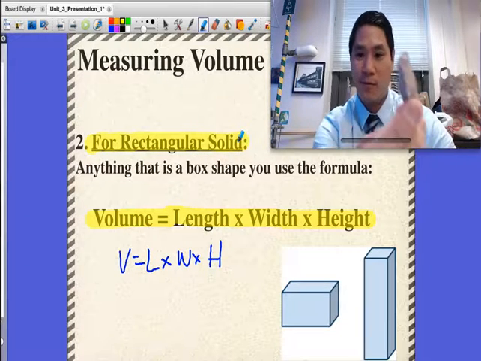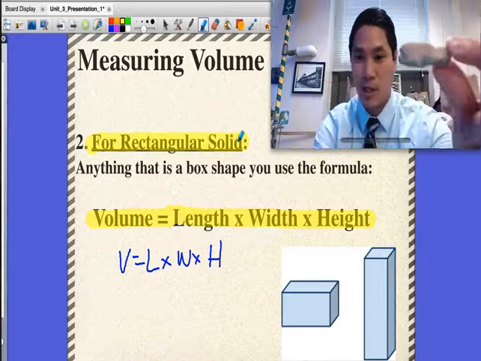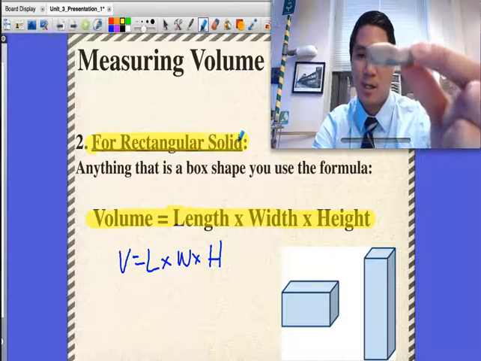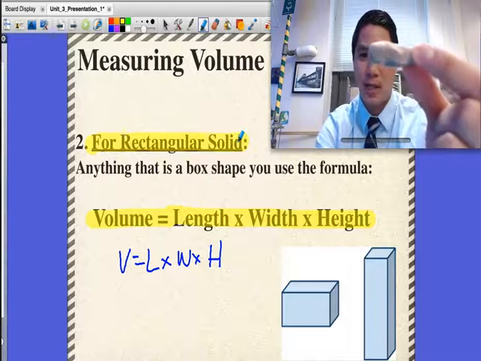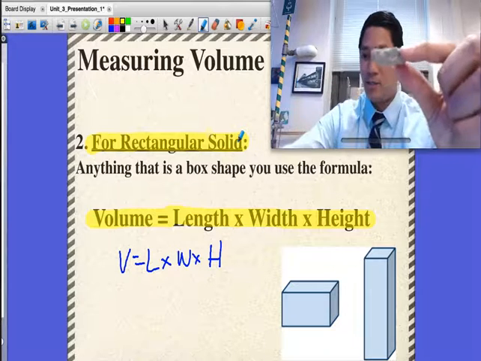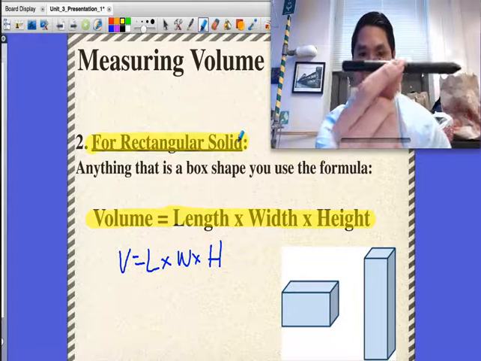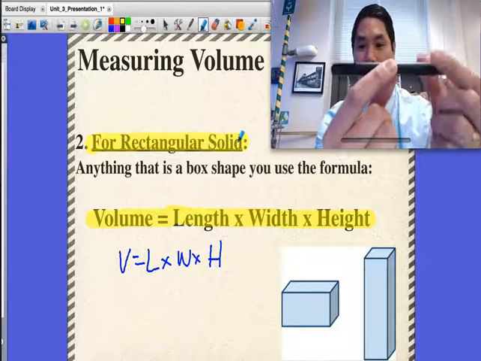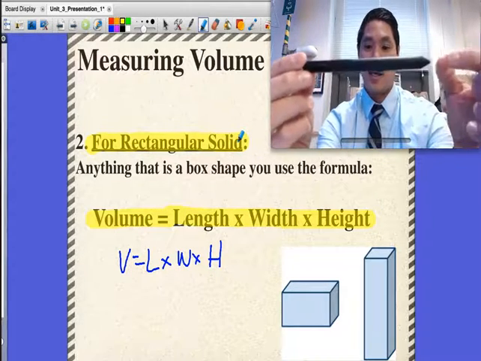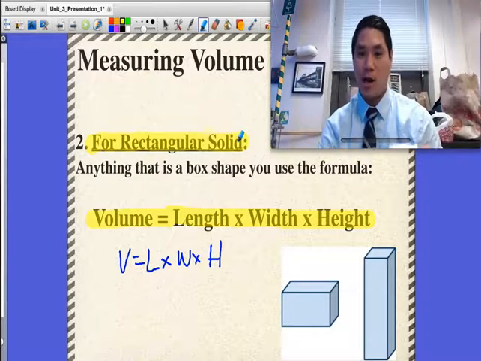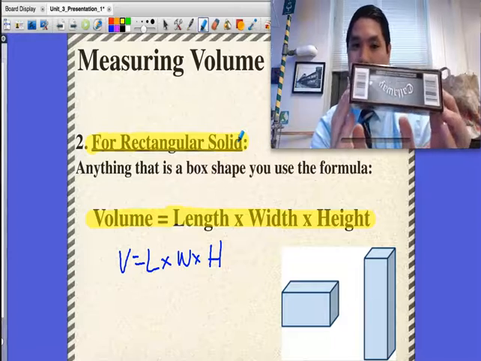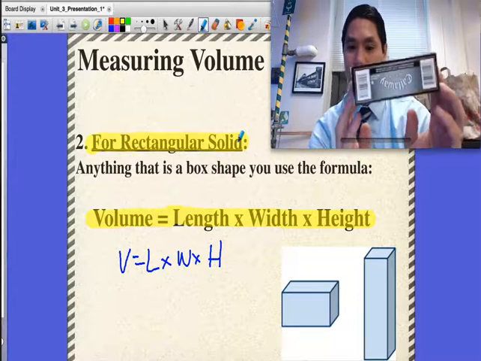For example, if I have this little piece of clay right here, I couldn't do this for an object that looks like this, because it doesn't have a definite width, length, or height, because it's got curves to it. Same thing for the pen that I'm using right now to do my recording. I can't use length times width times height for an object like this. I can only use it for objects that look like this, a box shape. So it's a rectangular prism of some kind.